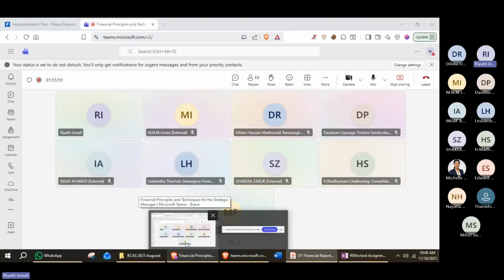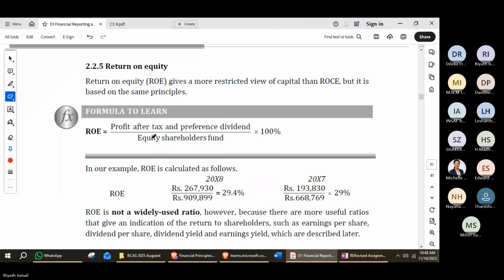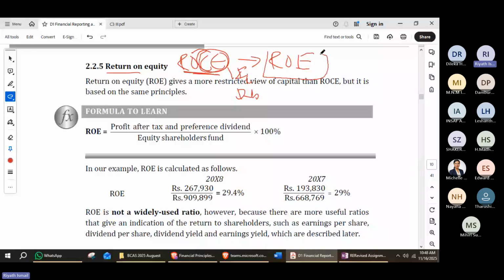Right, we can continue. Next, a very important one, return on equity. It has a small difference from return on capital employed. When we talk about return on capital employed, we consider capital, which includes equity plus debt. But here, return on equity consists only of equity, the shareholders' fund only. That's the difference.